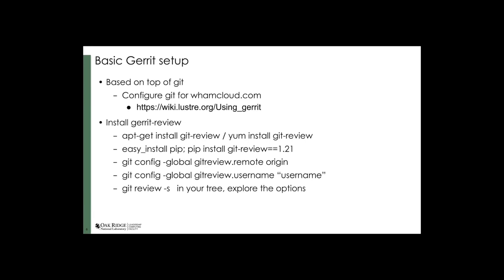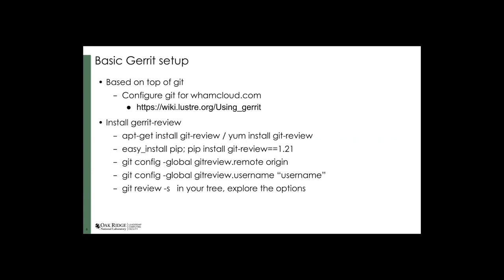Then you have to install Git Review on your favorite platform, whether it be RHEL or Ubuntu. And if you don't want to install it that way, you can also use pip and install Git Review that way, for those real hardcore Python people. And then you're going to have to configure your Git globally for Git Review with your remote and the username for your Git Review. So you have to create a special user for this.